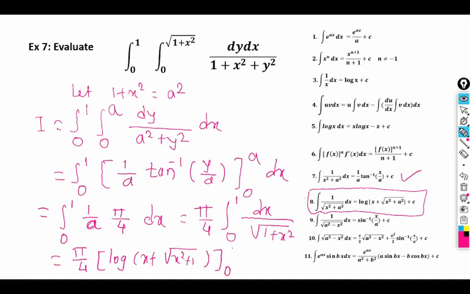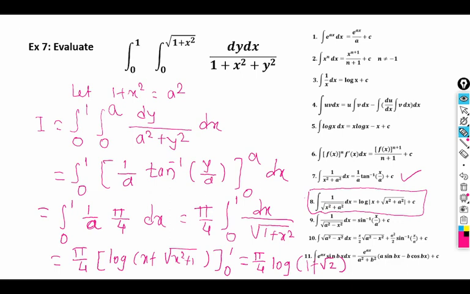Limits 0 to 1. Only the last step is left. We have to just put the upper limit and the lower limit. So pi by 4 as it is, this is a log of, when we replace x by 1, log of 1 plus square root of 1 plus 1, that is 1 plus root 2. That is upper limit, minus lower limit.